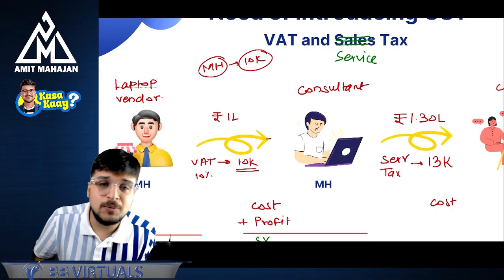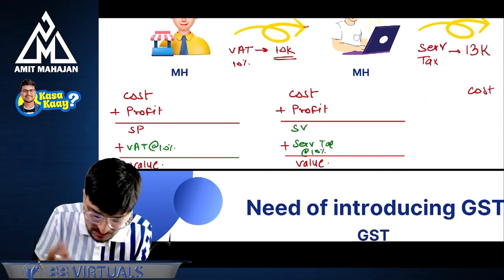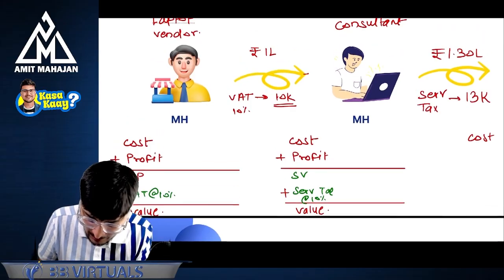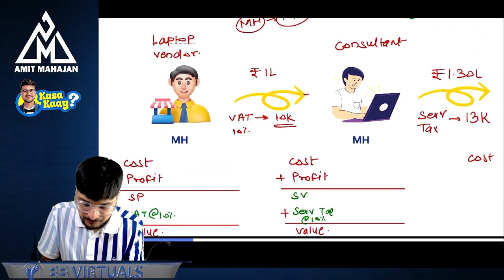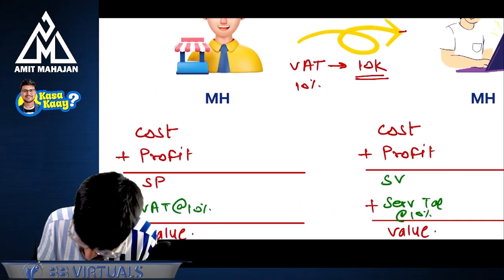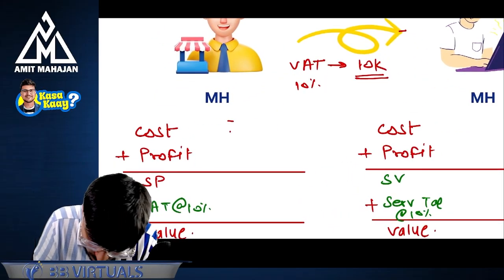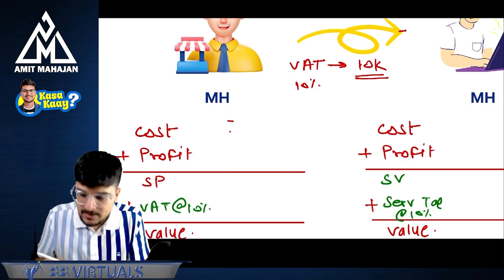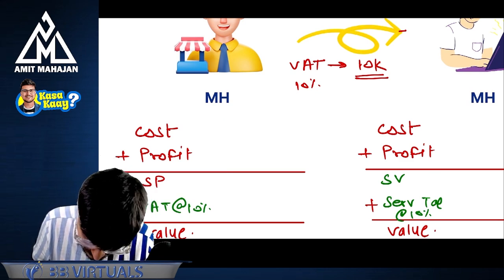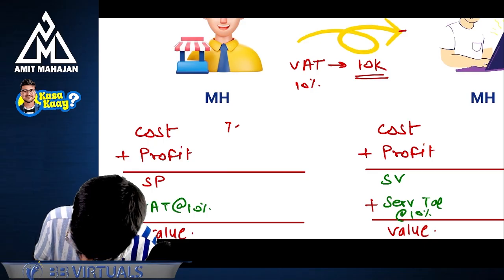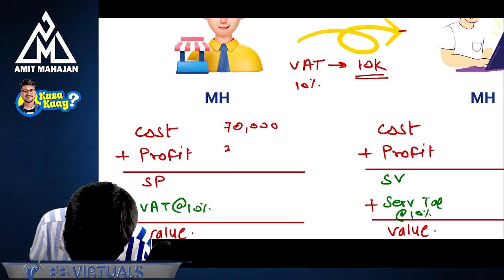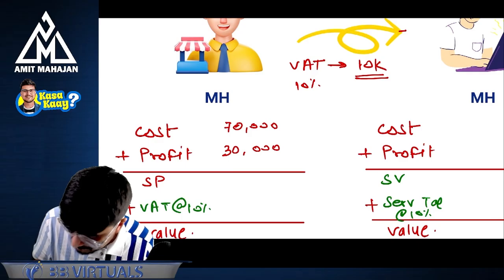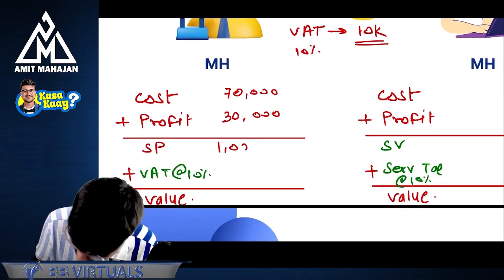Yes. So what is going to be the consequence? I will tell you what is going to be the consequence. Please pay attention here. When the laptop vendor is selling the laptop to the consultant, can I say the laptop vendor must be having some cost? Say for example, it is 70,000 rupees. Okay. Now he added profit to it. Profit, say for example, is 30,000 rupees. What is the selling price? Selling price is 1 lakh.